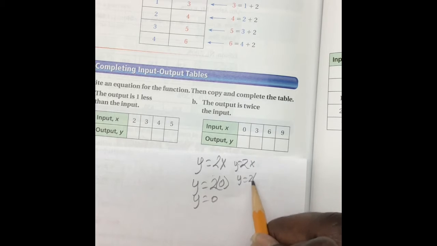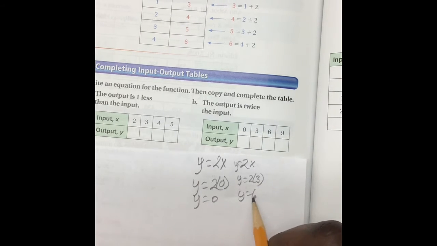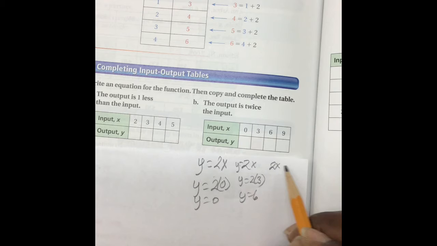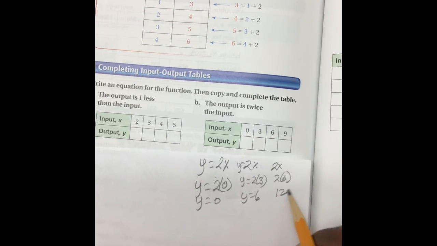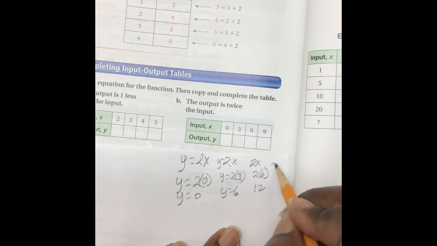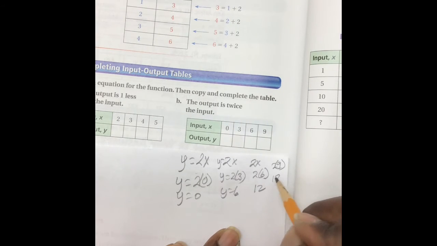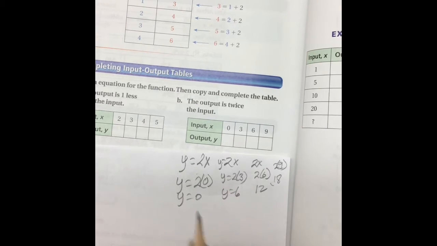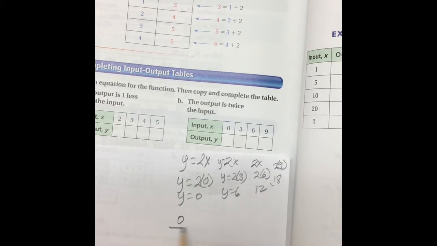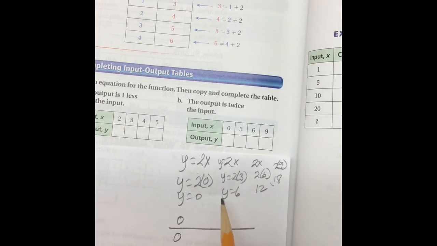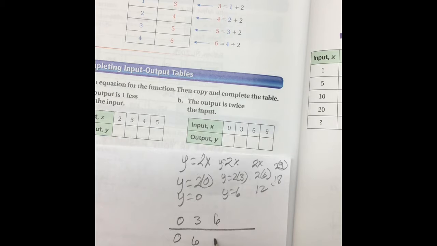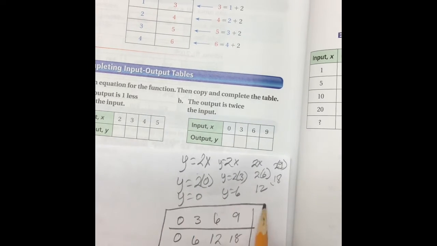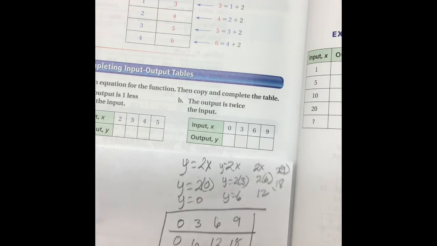Then 2 times x equals y. Y equals 2 times 3, so y equals 6. And then 2x, in this case, 2 times 6 makes it 12. And in this case, 2 times 9 makes it 18, okay? And that would complete our table. We would have 0, 0. We would have 3, 6. We would have 6, 12, and we would have 9, 18. And that would be the completion of our table, okay?